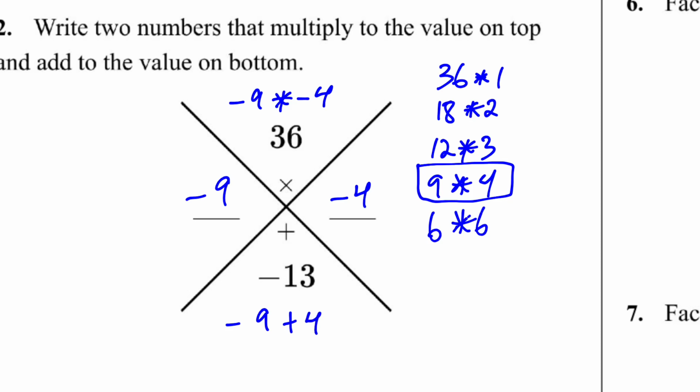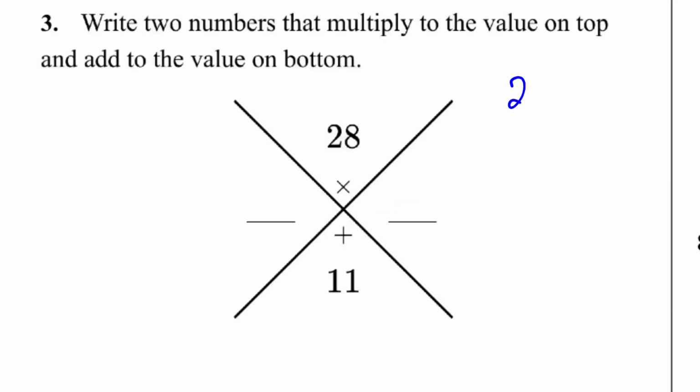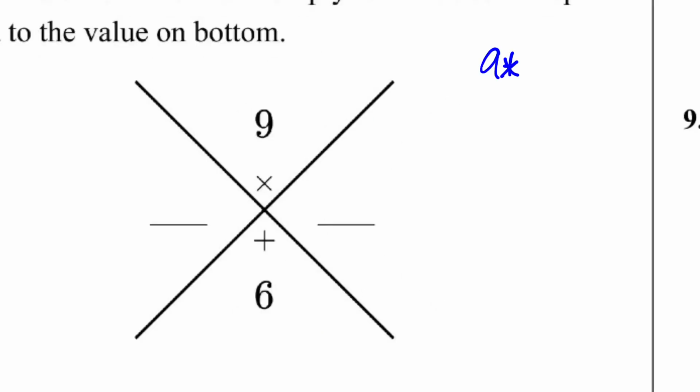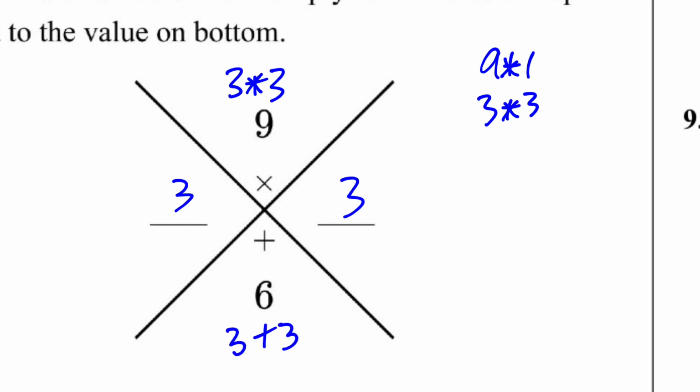That's why they work. Possible factors of 28 include 28 times 1, 14 times 2, 7 times 4. That's going to be the answer here, 7 and 4, because 7 times 4 gives us 28, and 7 plus 4 gives us 11. Factors of 9 include 9 times 1, or 3 times 3. Here it's going to be 3 and 3, because 3 times 3 gives us 9, and 3 plus 3 gives us 6.